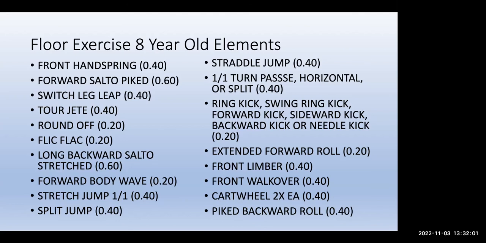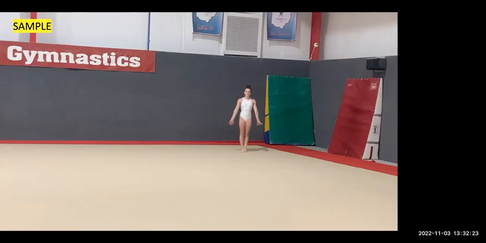The kicks are all there. We're 2/10 extended forward roll. So it's not so much a dive roll per se, but it's not like a level 1 forward roll in the compulsory book. Then you're asking for a front limber, a front walkover, 2 cartwheels into a piked backward roll. All right, let's watch the 8-year-old sample routine. No music, no time. This is what we're looking for.